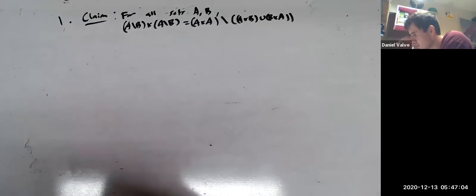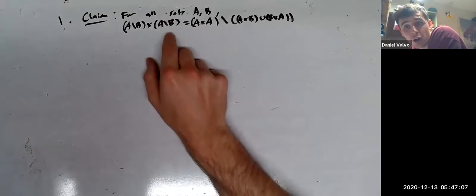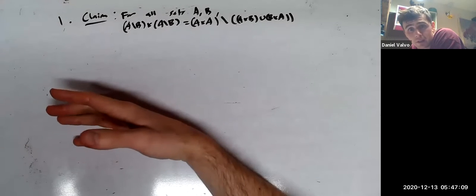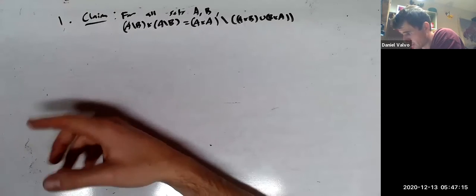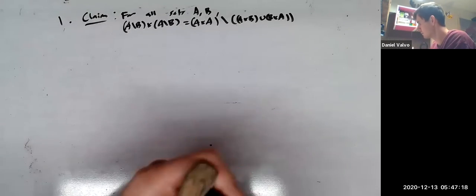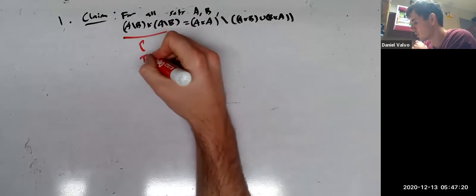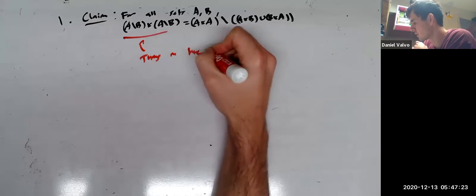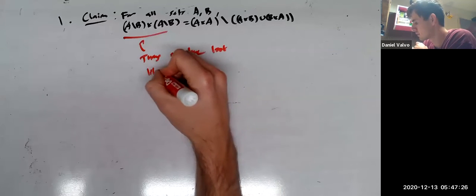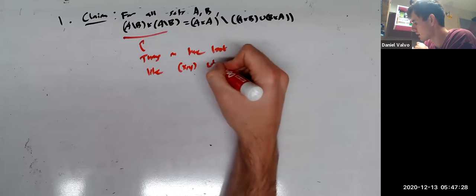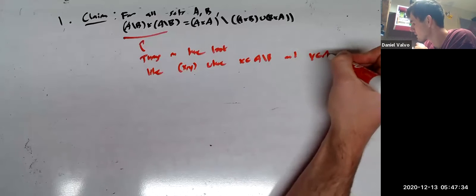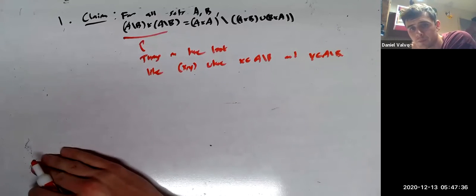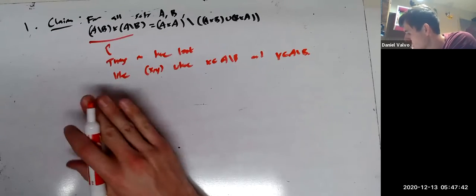Well, let's think about it. This A∖B cross A∖B, it's a direct product. And direct product is just the set of all ordered pairs where the first coordinate comes from here and the second one comes from here. So things in here look like (X, Y), where X is in A∖B and Y is in A∖B, right? That's what direct product means.